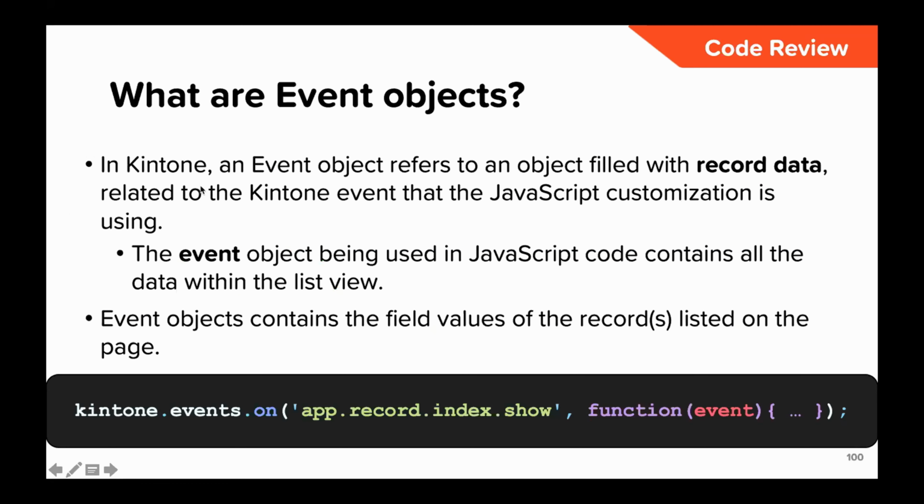So let's talk a little bit more about this event object. In Kintone, an event object refers to an object that's filled with record data. In this case, the event object has got all of the data that's in the list view. And event objects are going to contain the field values of the records that are listed on the page. So if you're asking yourself, well, I need to get this information in Kintone based on what I'm seeing on the page right now, where do I go for that? It's probably in the event object.